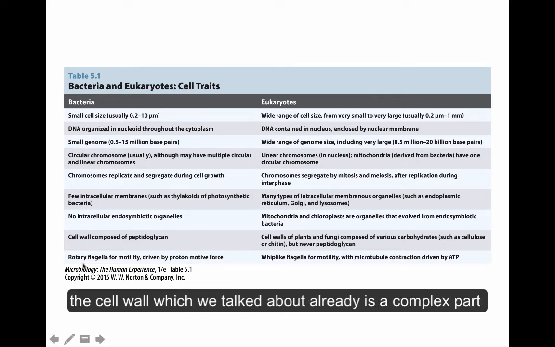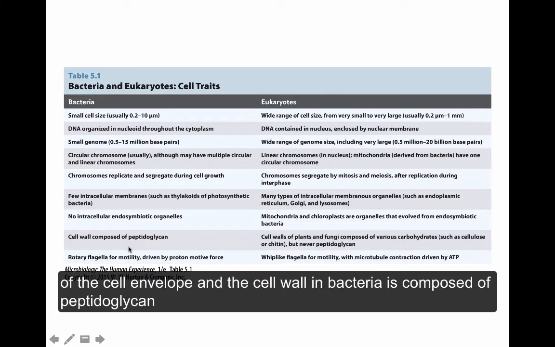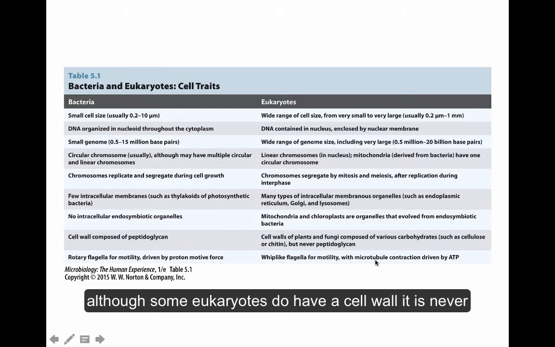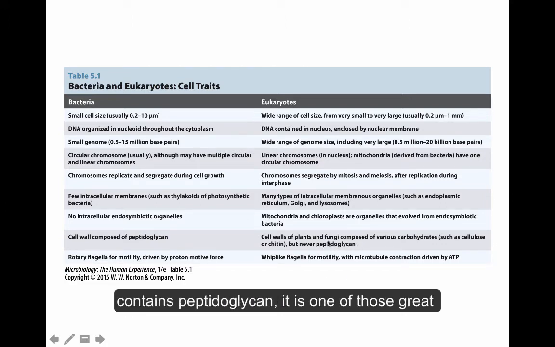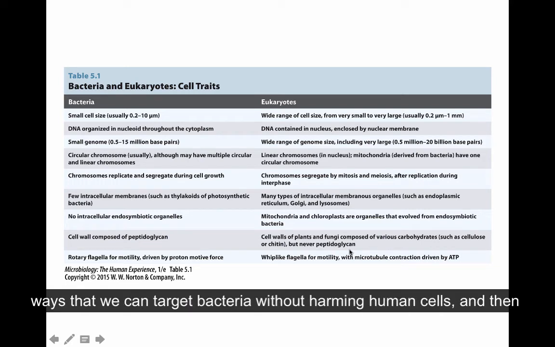Here in bacteria, the cell wall, like we talked about already, is a complex part of the cell envelope, and the cell wall in bacteria is composed of peptidoglycan. Although some eukaryotes do have a cell wall, it never contains peptidoglycan. It's one of those great ways that we can target bacteria without harming human cells.